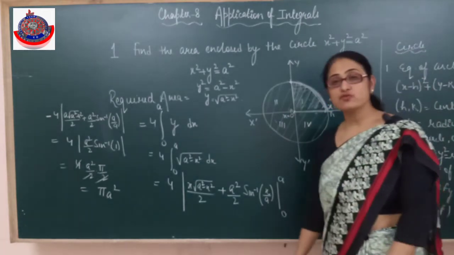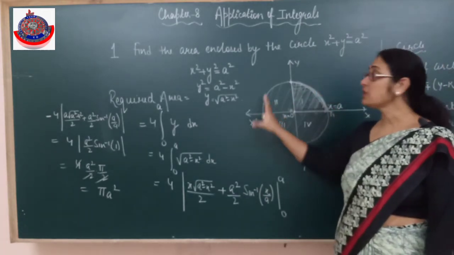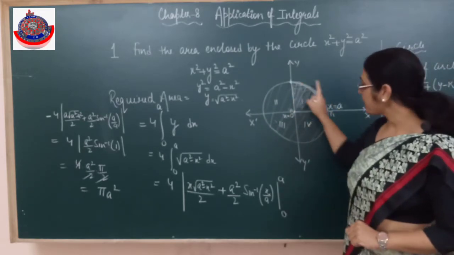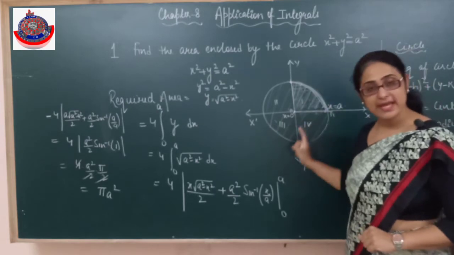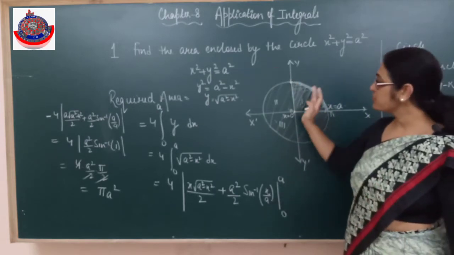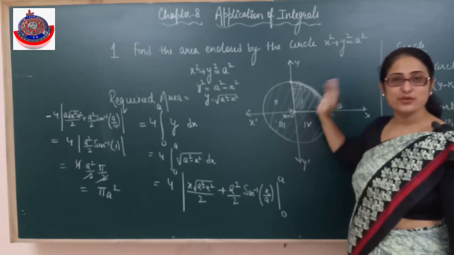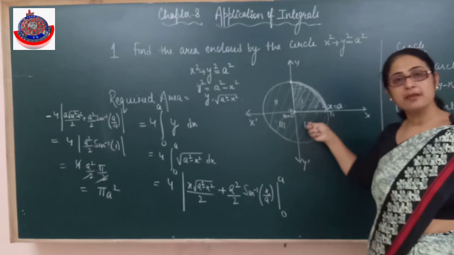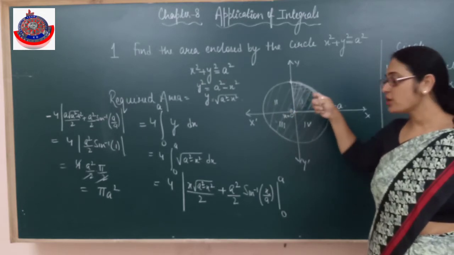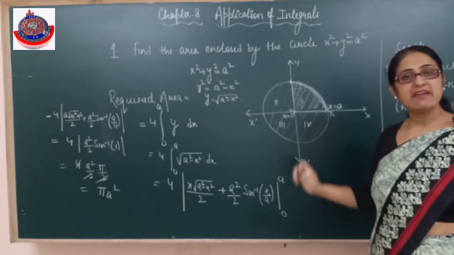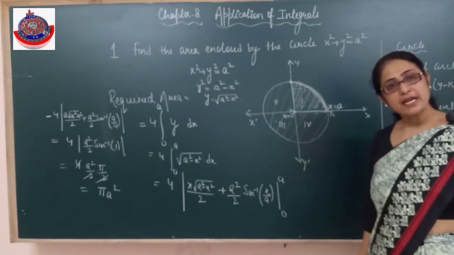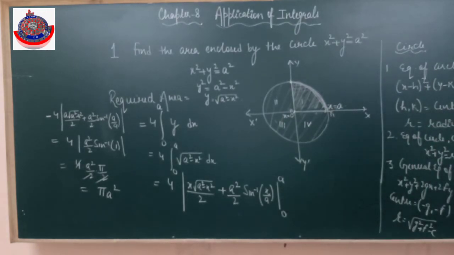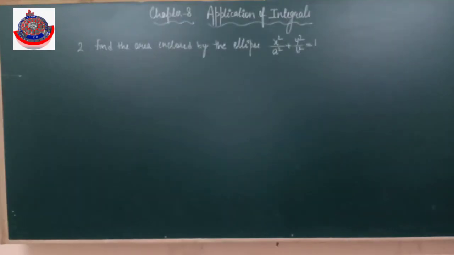So first of all, what do we have to do? We have to make a rough sketch of the curve given to us, the situation given to us. Then you see whether it is symmetrical about the x-axis or y-axis or what. Now this was symmetrical about the x-axis, y-axis, the line y is equal to x, all the properties were there. So that means all the areas are the same. If all the areas are the same, if I find one area and multiply it by 4, I will get the total area. Understood? Clear? So this way we are going to solve this. Now let's see the next one.